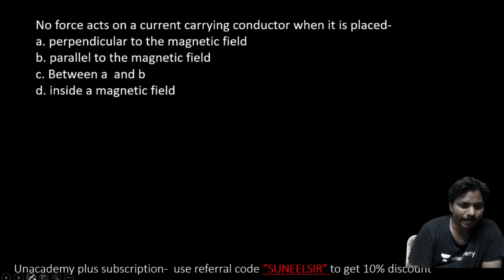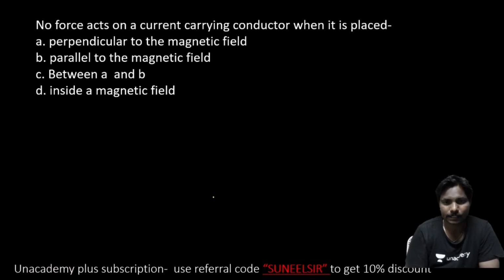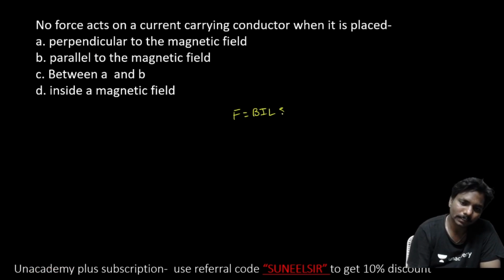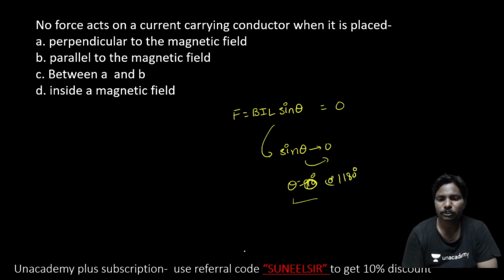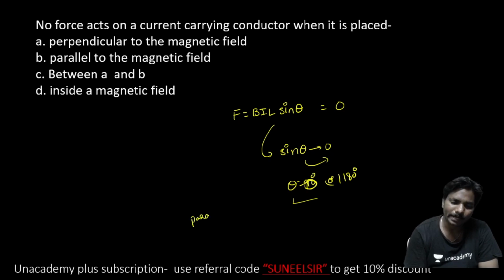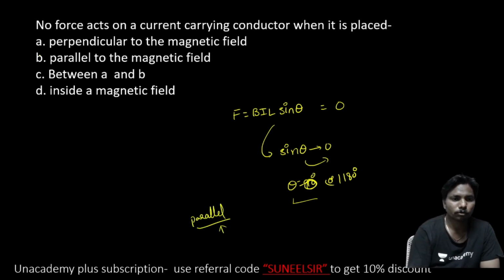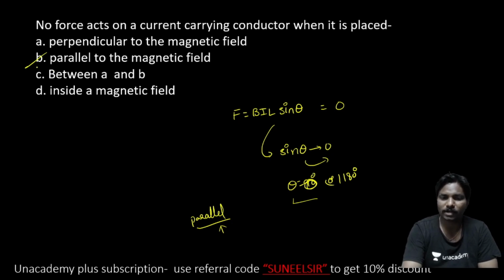Now, no force acts on a current carrying conductor when it is placed. So force is equal to BIL sin theta. No force means 0. So when will it be 0? It is possible whenever sin theta tends to 0, that is, theta is equal to 0 degrees or 180 degrees. When will that happen? Whenever it is parallel. That means both the conductor and the magnetic field are in parallel. So parallel to the magnetic field means no force, so 0 or 180 degrees.